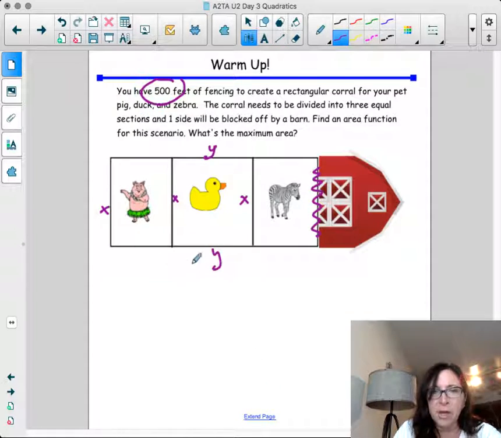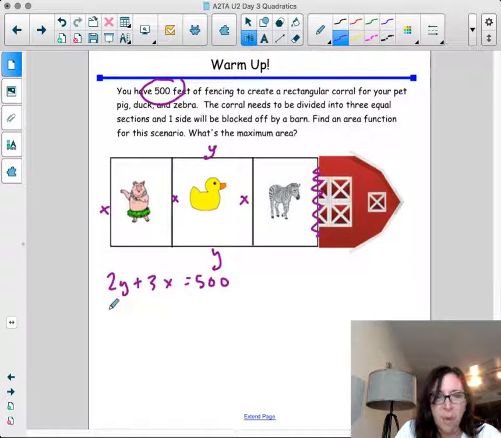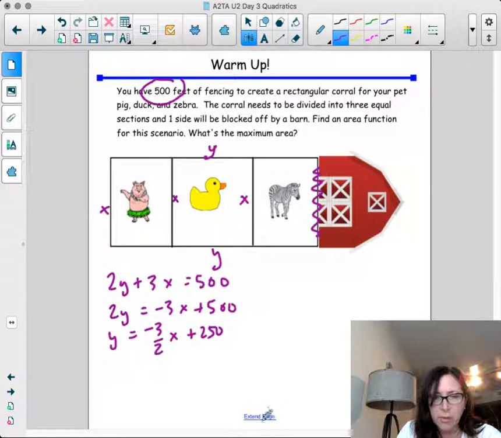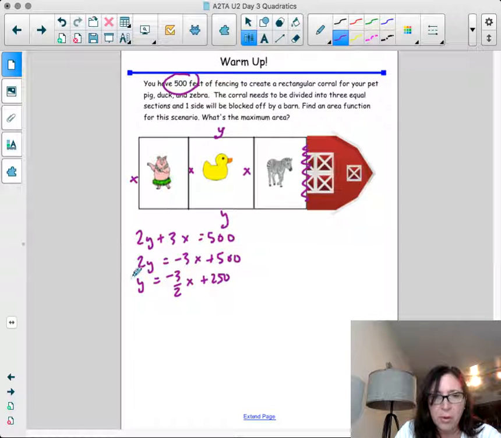So the first step is to find the perimeter. That's going to be 2Y plus 3X is equal to 500. Okay. And solve for Y. 2y equals negative 3x plus 500. It's always important to put the x before the number there to put it in slope-intercept form. Y equals negative 3 halves x plus 250. So we're mostly going to set this up. You know what y is here.